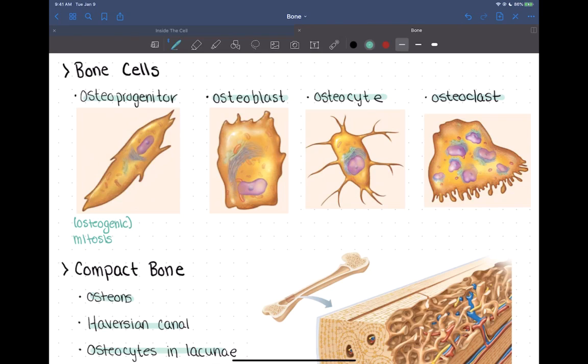And they are found in the periosteum and the endosteum of the bone. So both of those connective tissues, all right? They can undergo mitosis and they can become other bone cells, right? So mitosis, they can make our osteoblasts, all right, which then become our osteocytes.